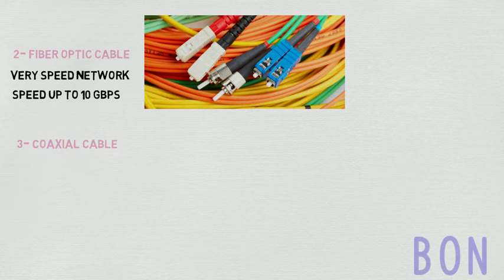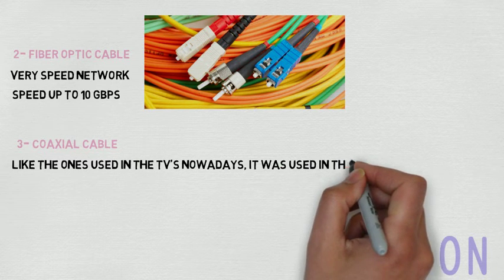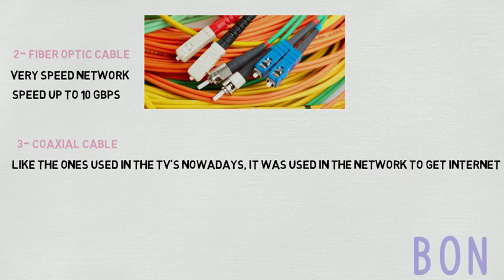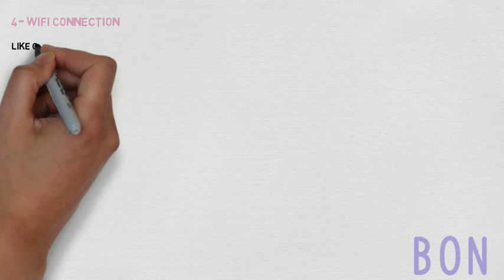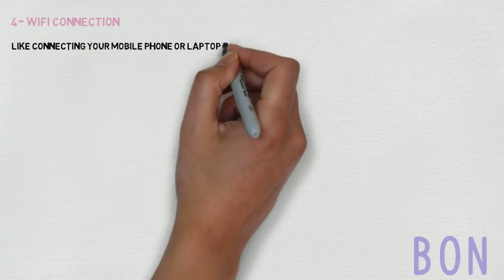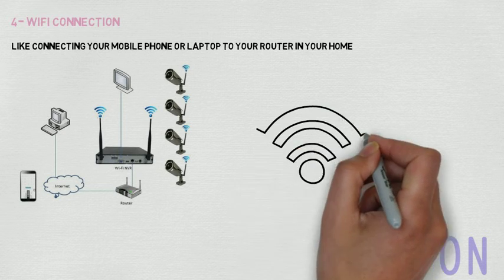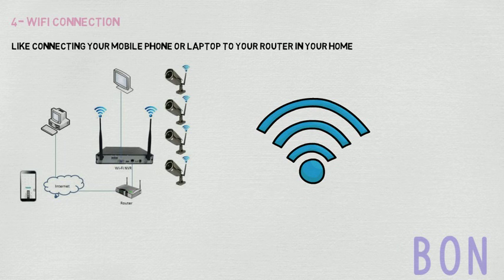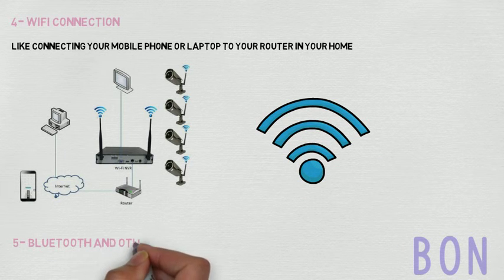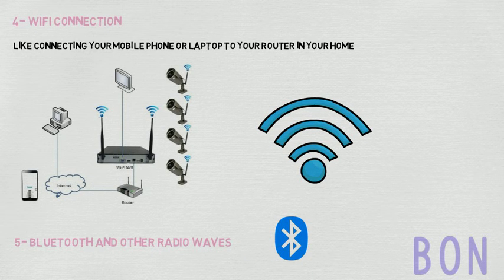Coaxial cable is used for TV, and it was used as a network like 10BaseT in the past, but right now it's just used for TVs. And we have the Wi-Fi connection. Wi-Fi is the most widely used in our recent life, in your home or outside your home, and that's a good way that we can communicate with each other. And the other way, we can use Bluetooth or any other radio waves to communicate with each other, like sending files by Bluetooth, right, in the past.